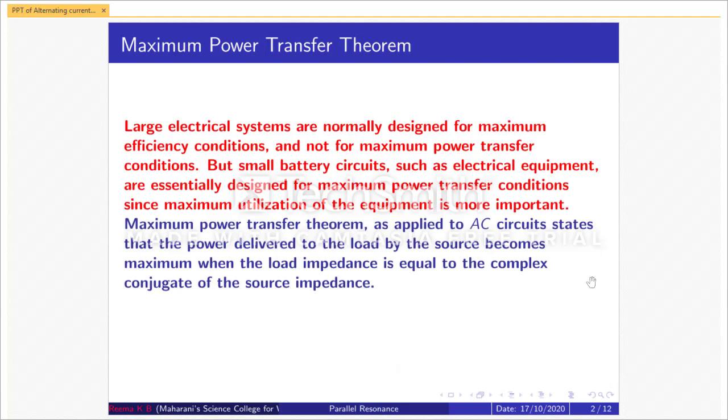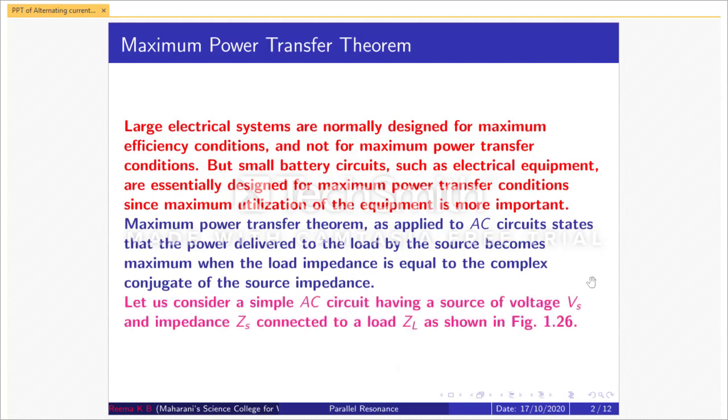The maximum power transfer theorem as applied to AC circuits states that the power delivered to the load by the source becomes maximum when the load impedance is equal to the complex conjugate of the source impedance. Let us consider a simple AC circuit having a source of voltage Vs and impedance Zs connected to a load ZL, as shown in the figure.